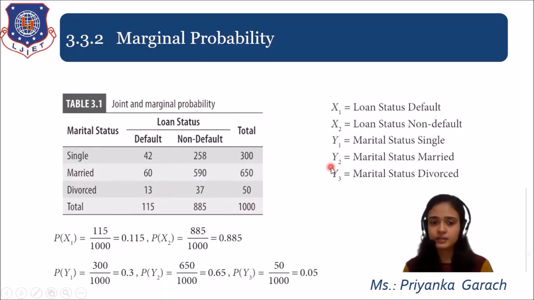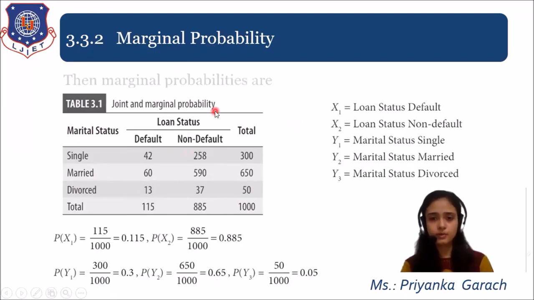Just for an example, now I am taking Y2, that is marital status married. So this is my marital status married. For the marital status married, the total observations are 650. So my probability of Y2 is 650 divided by the whole total number of observations, 1000. So I got the probability as 0.65. So this is the marginal probability.